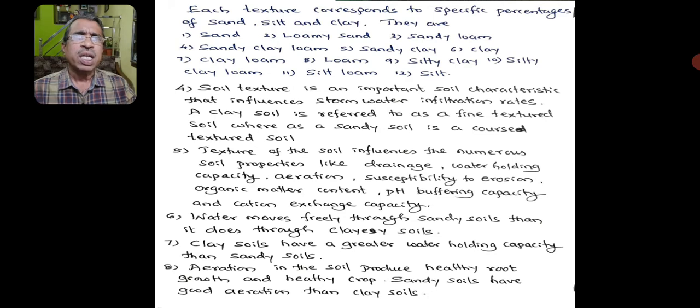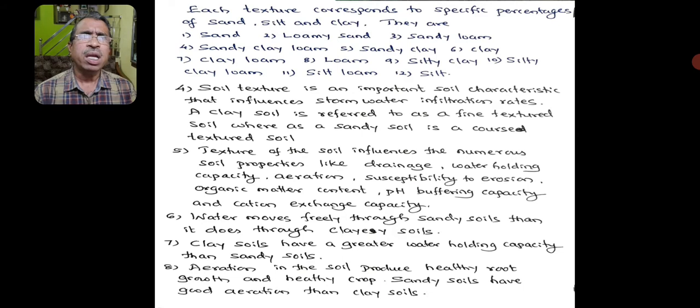Soil texture is an important soil characteristic that influences storm water infiltration rates. A clay soil is referred to as a fine textured soil, whereas sandy soil is a coarse textured soil. Coarse textured means it has the bigger particle sizes, while clay has the smaller particle sizes.